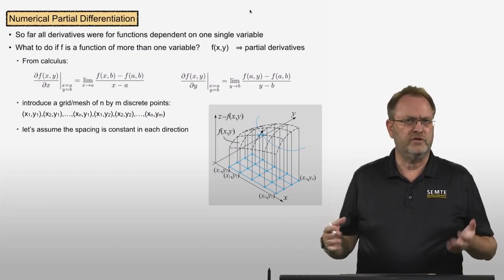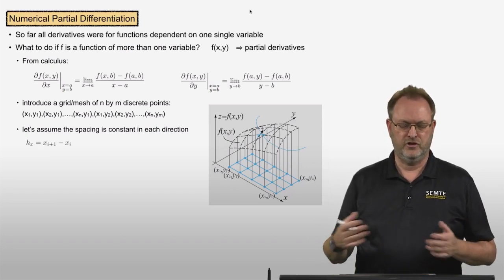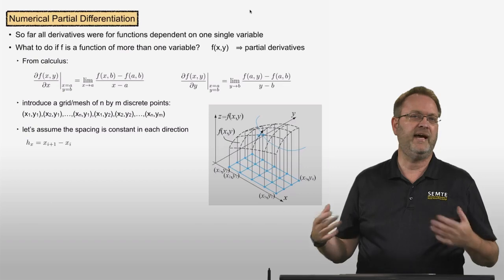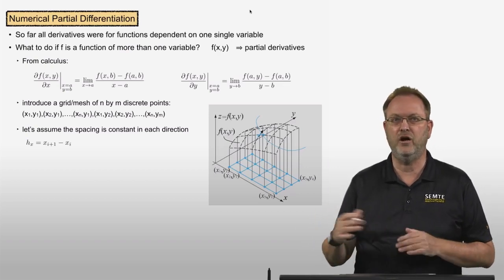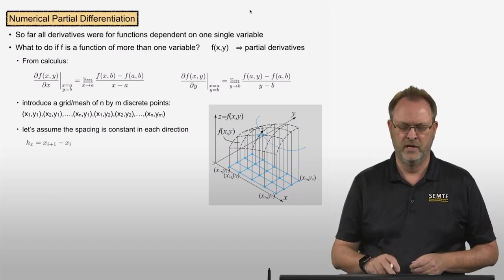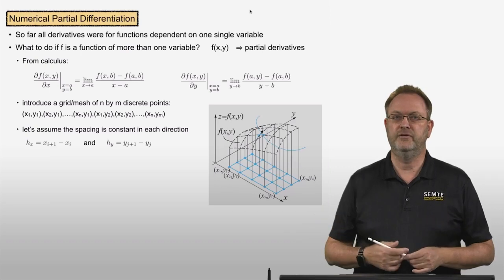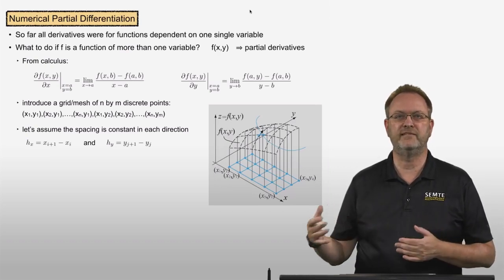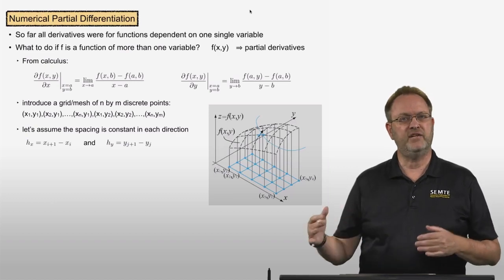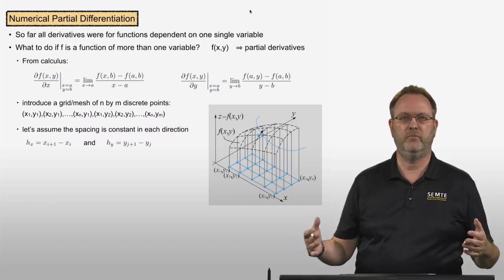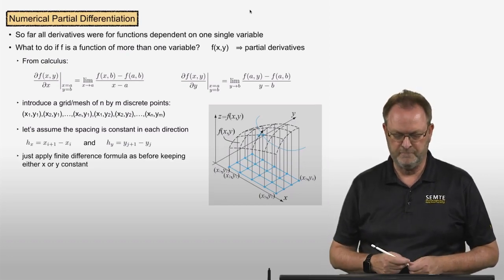Now let's assume the spacing is constant in each direction. So for example, the spacing in the x direction is h sub x, which is just the distance between any of the neighboring points. And we have similarly the distance in the y direction, which is the difference of y sub j plus 1 minus y sub j. Now, h_x and h_y can be different, but what we're assuming is that they're constant in each of their directions.